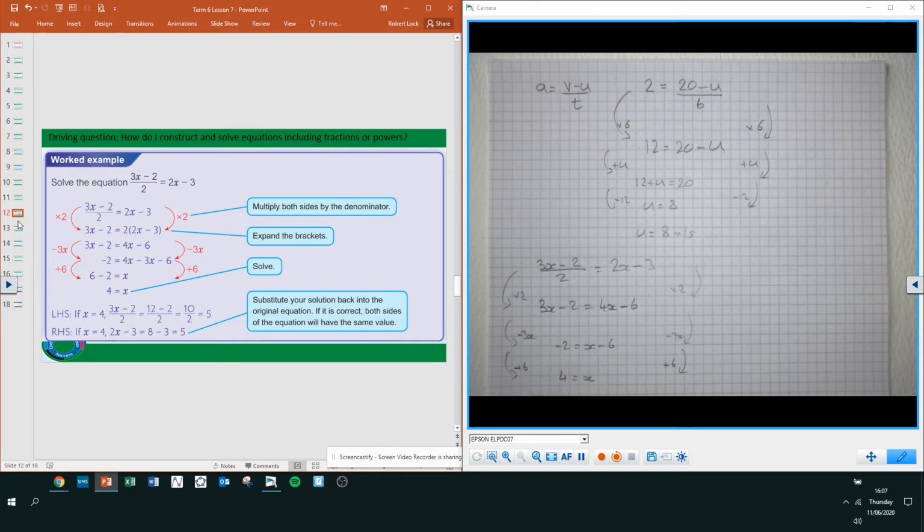Substitute solution back into the original equation. If it is correct, both sides of the equation will have the same value. So x is 4. So 3 times 4 minus 2 over 2 equals 2 times 4 minus 3. 3 times 4 is 12. Take away 2 is 10. Divide by 2. 2 times 4 is 8. Minus 3 is 5. 10 divided by 2 is 5. It's the same as 5. It does.